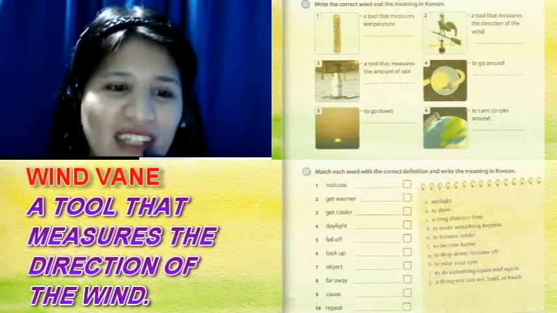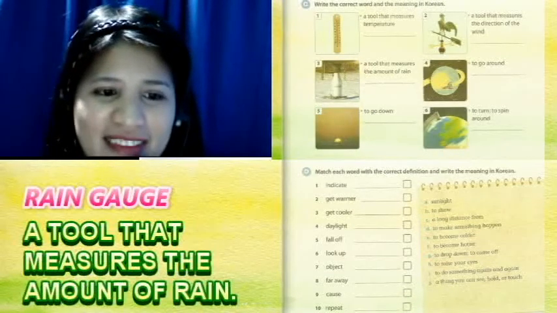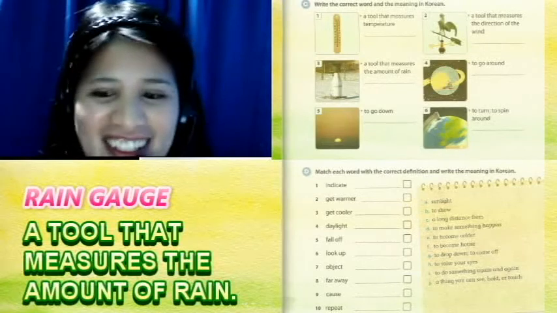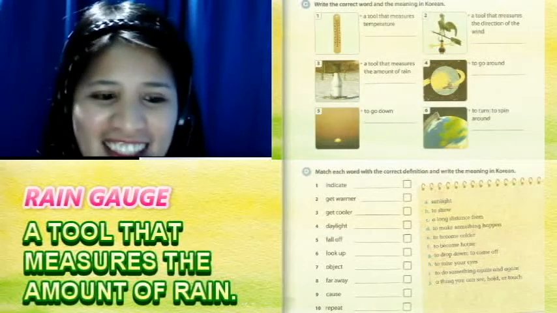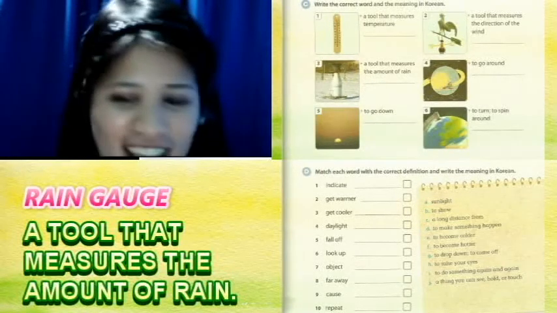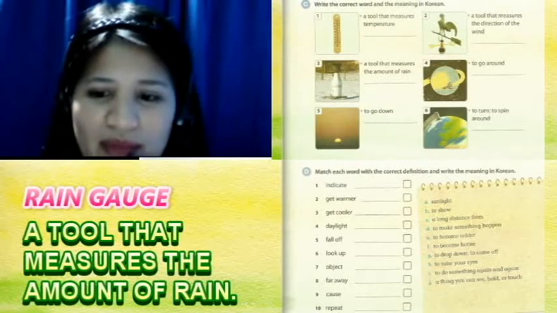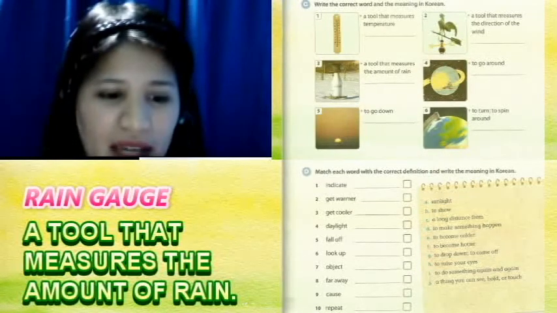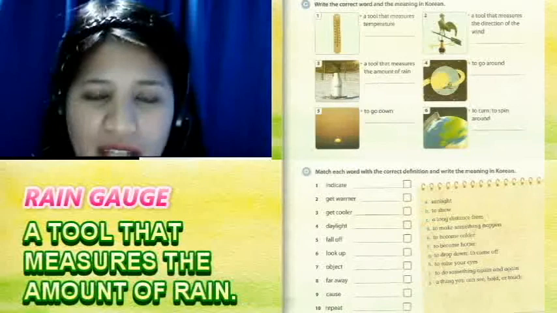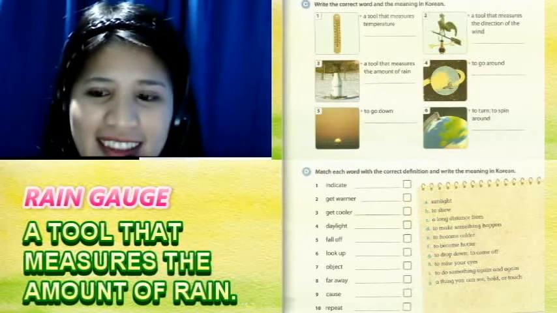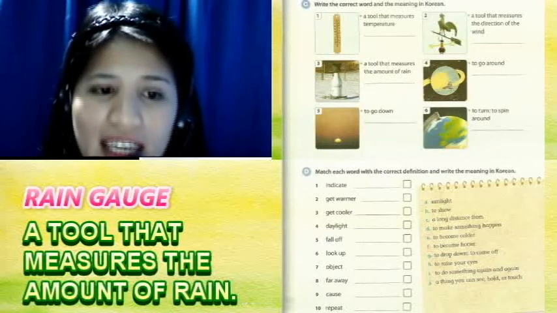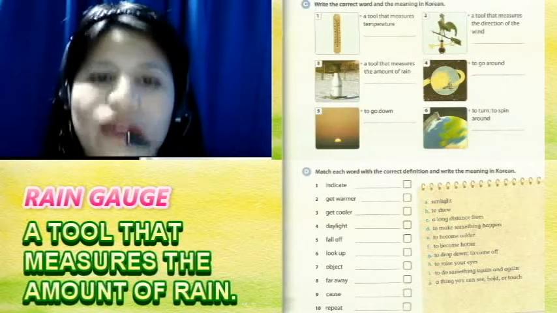Next. How about this one? You don't know this too? This is what we call a rain gauge. Rain gauge. I'll send you so that you can read it, okay? A wind vane is a tool that measures the direction of the wind, okay? And a rain gauge is a tool that measures the amount of rain.